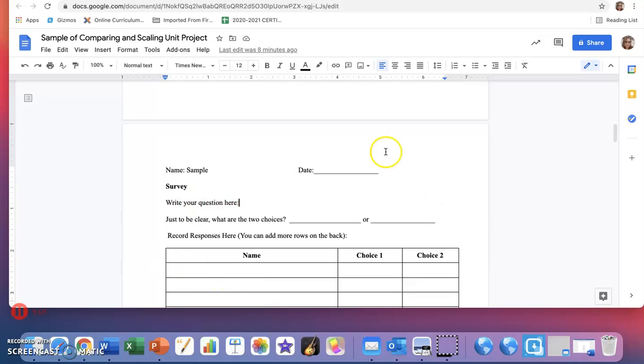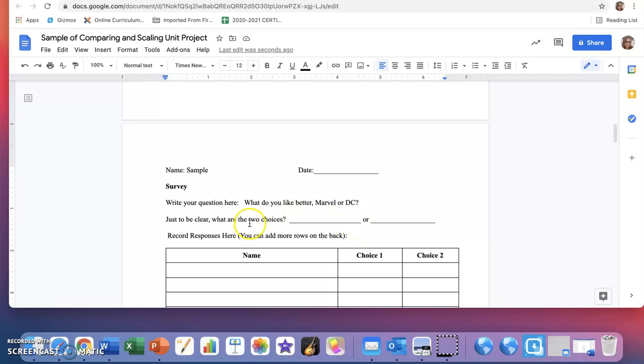Now, this is how it should look, and I'm going to be doing this as we speak. So I did ask a question in the class. Now, for this survey, it says write your question here. I'm going to go ahead and write my question. The question I had was, what do you like better, marble or DC? Okay, now you're going to type in your full question using complete sentences.